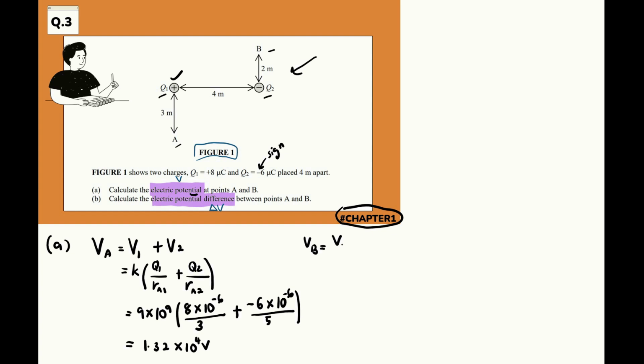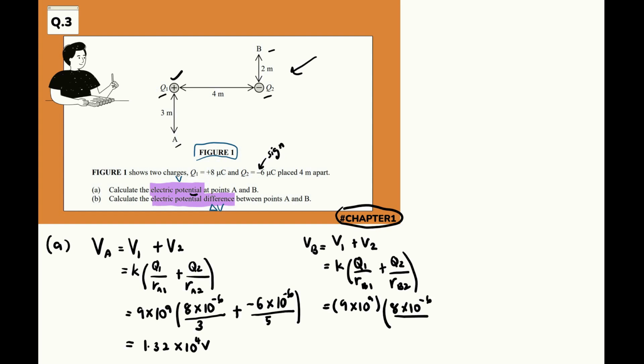Basically we have the same formula, V1 plus V2, but the difference is in the distance. So it's supposed to be Q1 over R from B to charge 1 plus Q2 over R from B to charge number 2. That's the difference from finding VA. And again, we substitute the values. 10 to 9. 8 times 10 to negative 6 over.